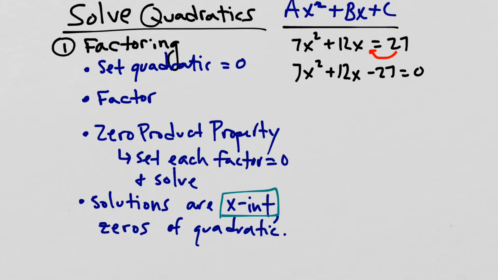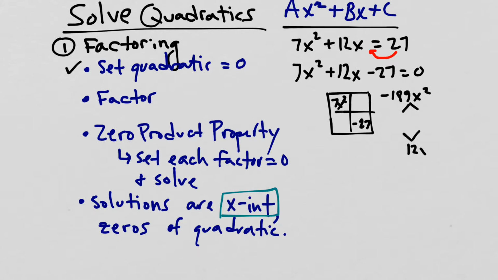So the second step is to factor it. So we go about factoring however we want. I already have this worked out, but just to show you in the context of it, using the box method, 7x squared would go in the top, negative 27 in the lower right. 27 times 7 is a negative 189x squared, but we need those to multiply and then add to get 12x.